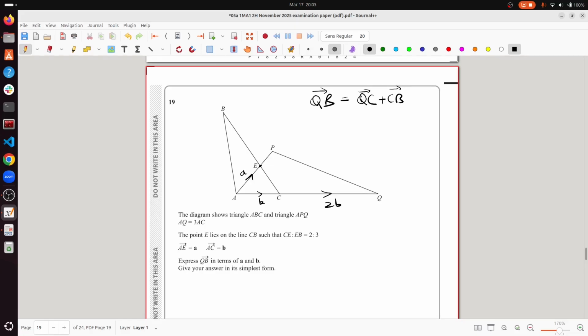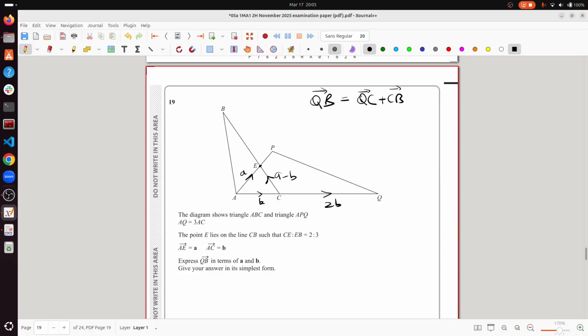And we now know that CE is going to be A minus B, or minus B plus A. So what do we know and what don't we know? We know QC already, that's 2B. We need to find what CB is.